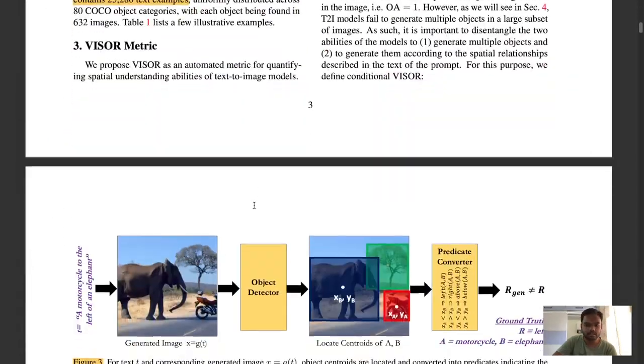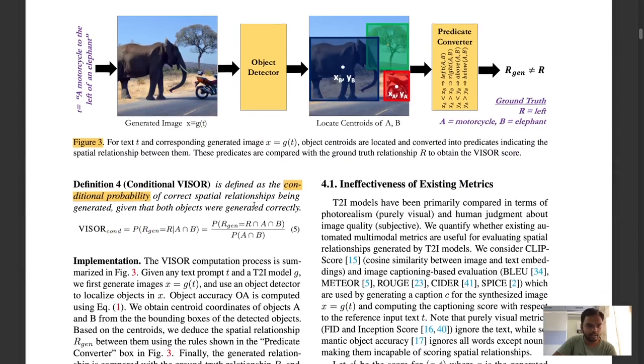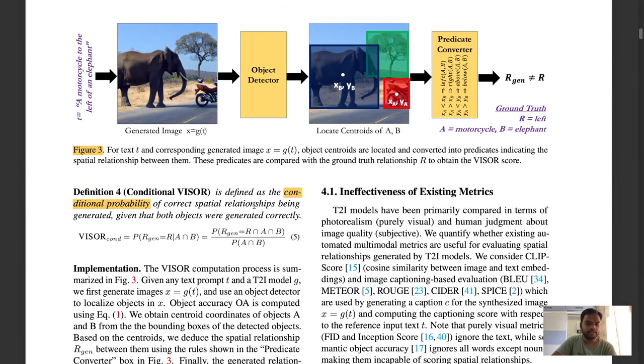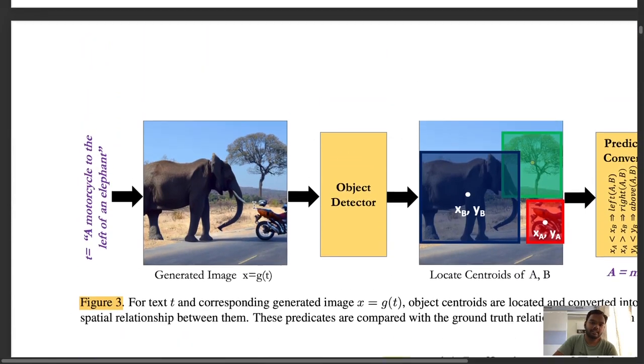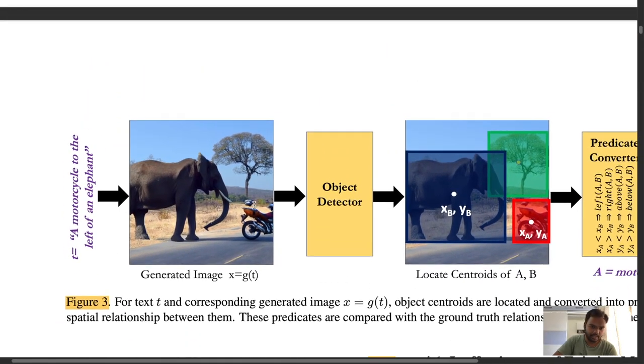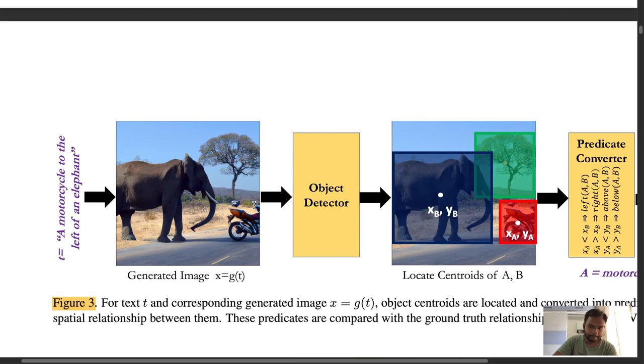That's pretty much it for this part. There you go, the conditional Weiser. Let's look at this part. We are going to look at how exactly Weiser is calculating the relationship in the generated image, the most interesting part of this paper, the highlight of this paper.